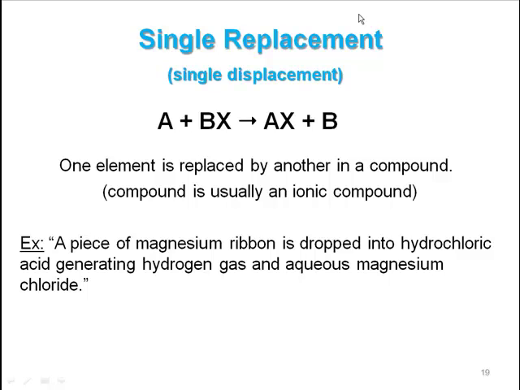All right. The compound is usually an ionic compound. So if you had a piece of magnesium ribbon dropped into hydrochloric acid, it would generate hydrogen gas and aqueous magnesium chloride. Now, looking at this particular reaction, please finish the equation. I've written the first half of it for you. Please complete the equation and balance it. For magnesium ribbon being dropped into hydrochloric acid.